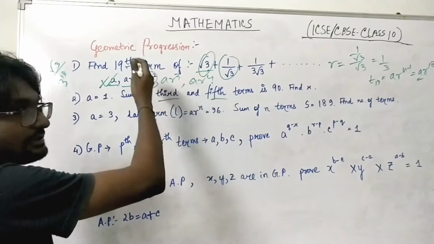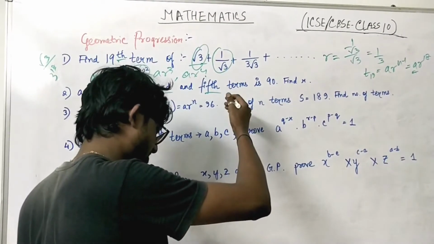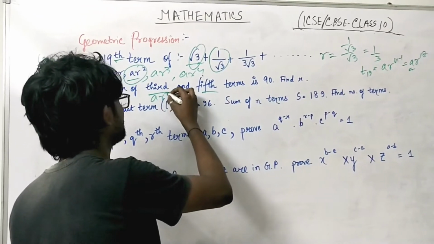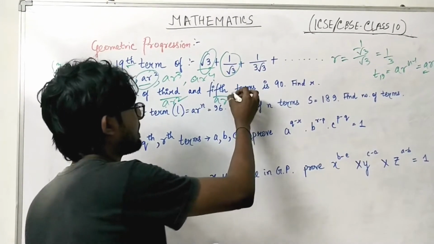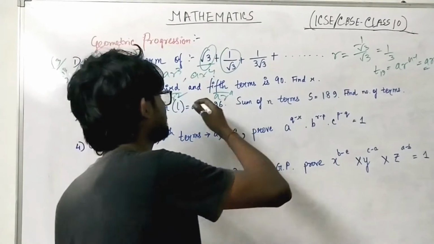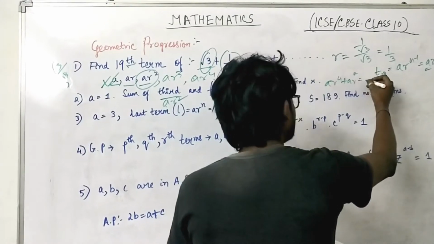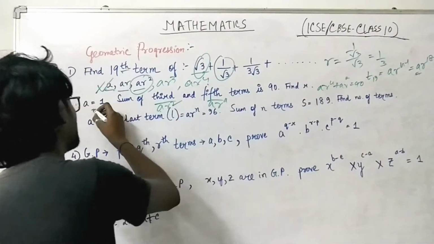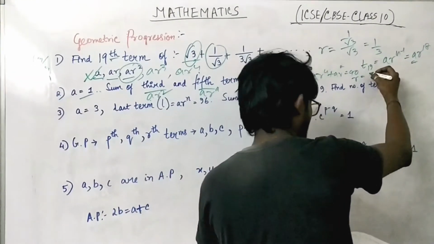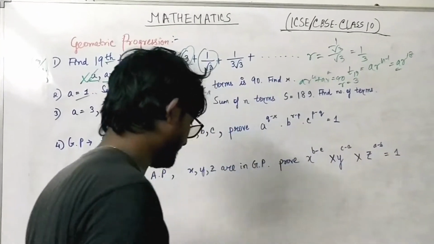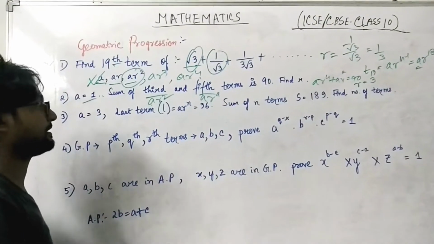You need to memorize, you need to remember this sequence. For any kind of sum, you will need this sequence. So third and fifth term. The third term is A R square, and the fifth term is A R to the power 4. So the summation of A R to the power 4 plus A R square is 90. From here, A we know is 1, so we get to know R. If you solve the quadratic equation, the value of R will be 3. So the common ratio will be 3.